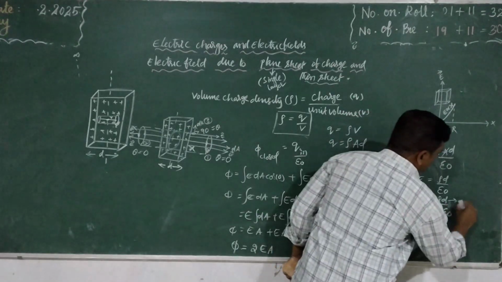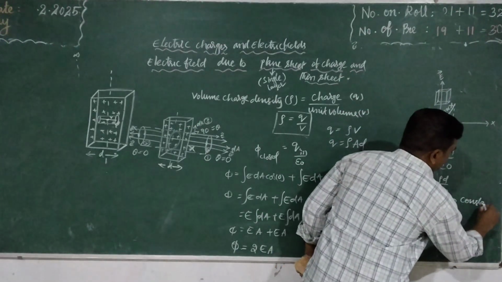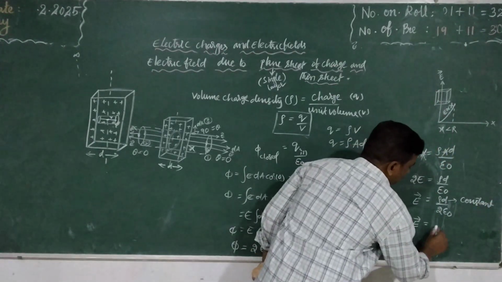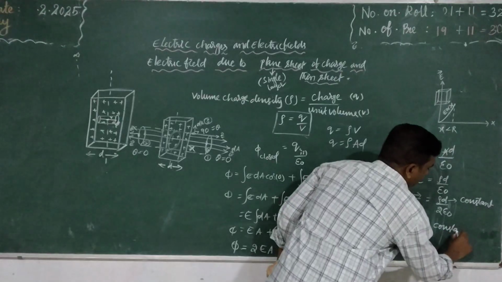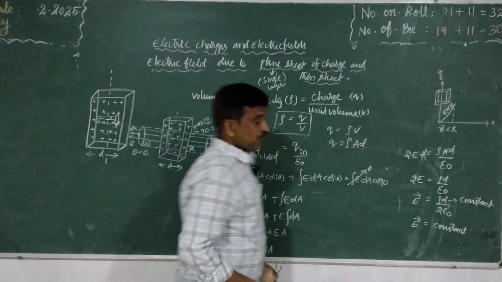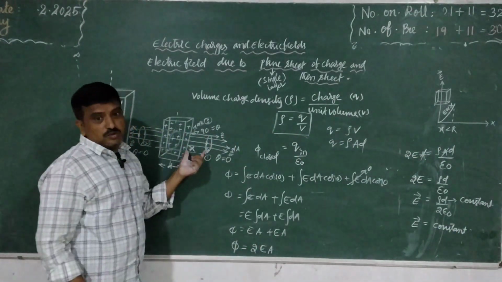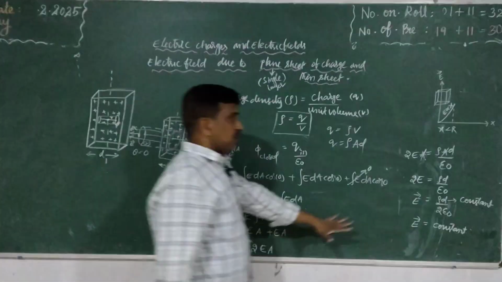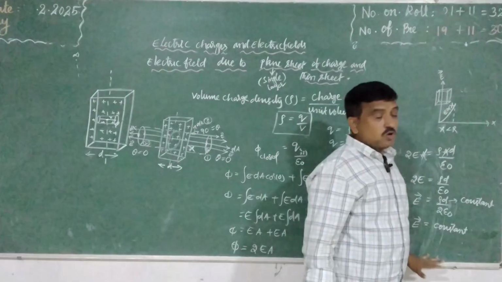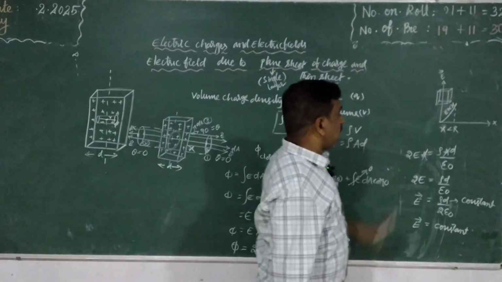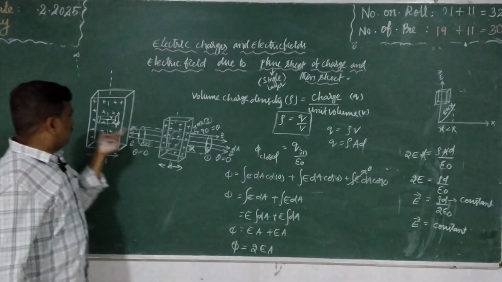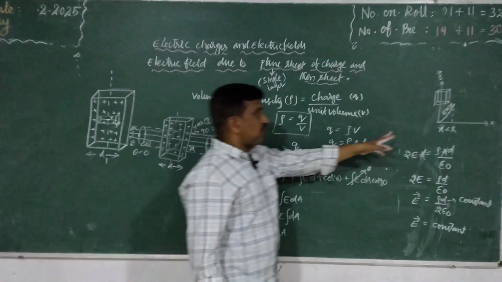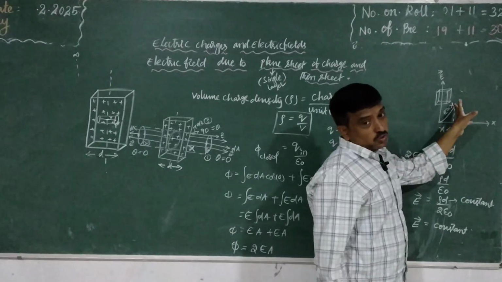Here d is constant, so the electric field is constant at distance x. Here x means a very small distance, and up to a small distance the electric field is constant. Inside the thin sheet, at a distance from the axis, the electric field is directly proportional to x.